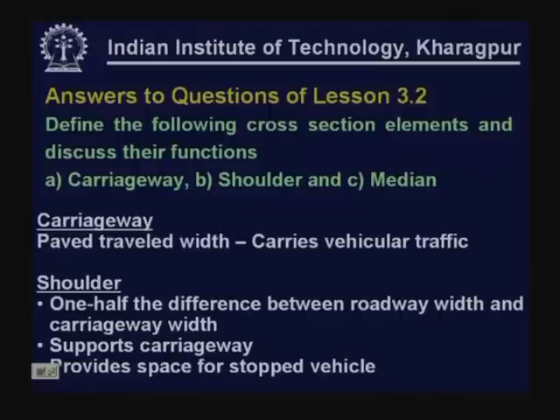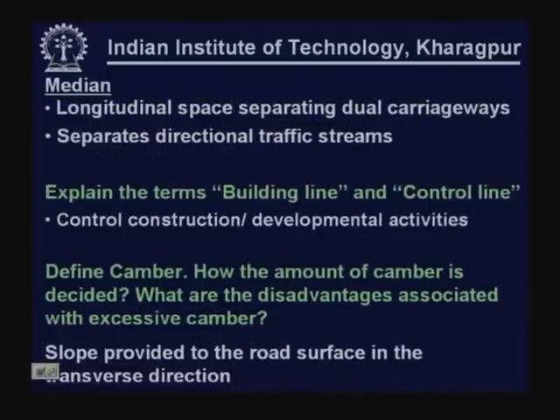Shoulder is that extra portion on each side of the carriageway, it basically provides support to the carriageway and provides space for emergency stopping of vehicles without disturbance to the through traffic stream or the moving traffic stream. Median is basically the longitudinal space separating dual carriageway. It separates directional traffic streams, so it enhances the safety and it works as a traffic control device.